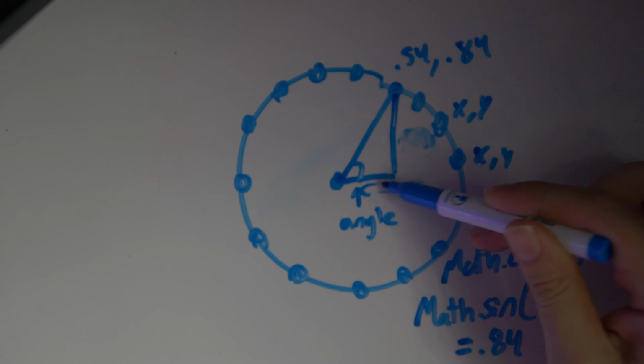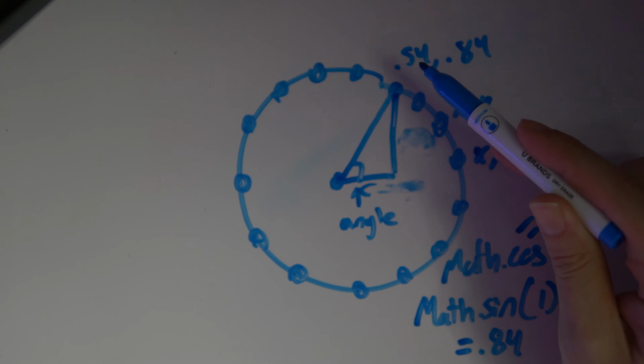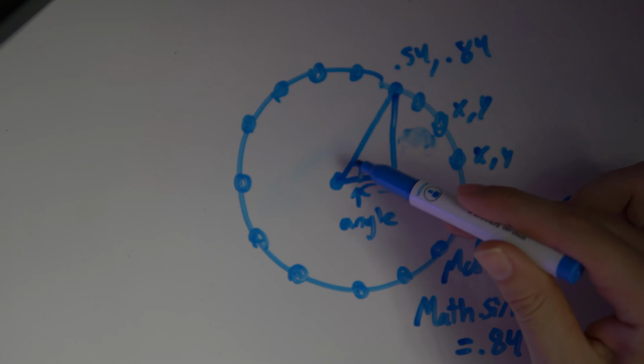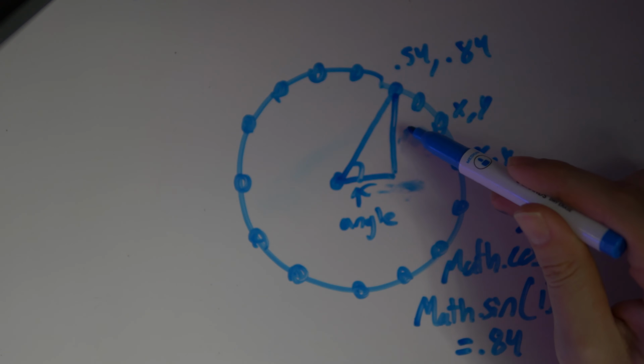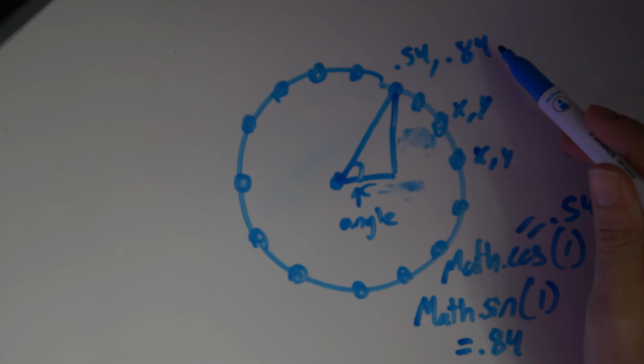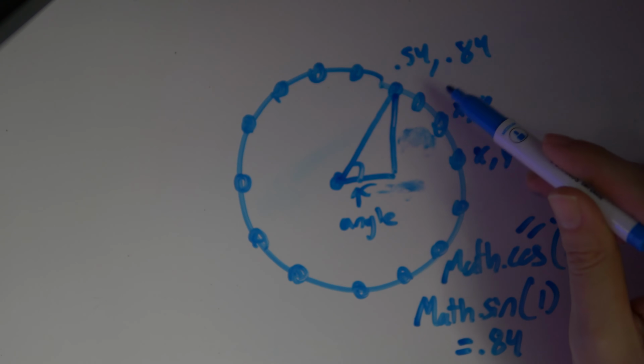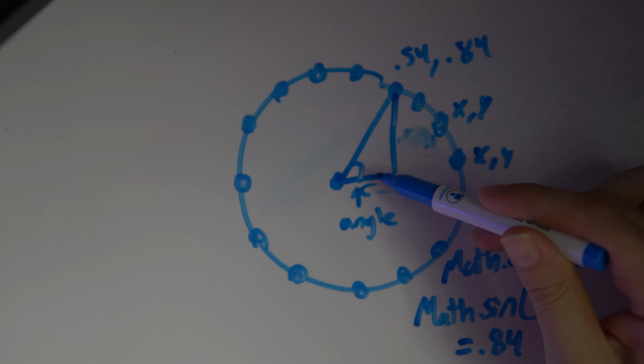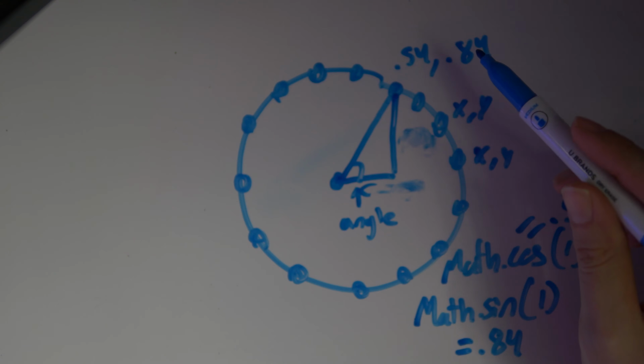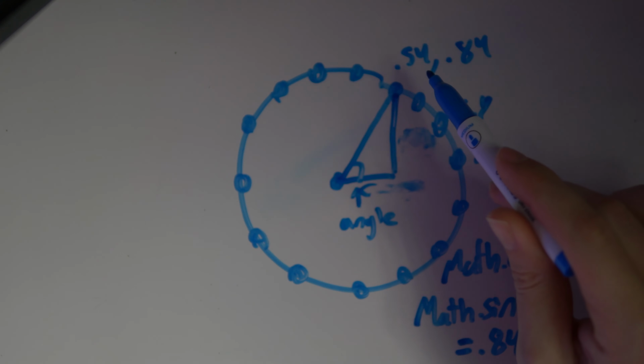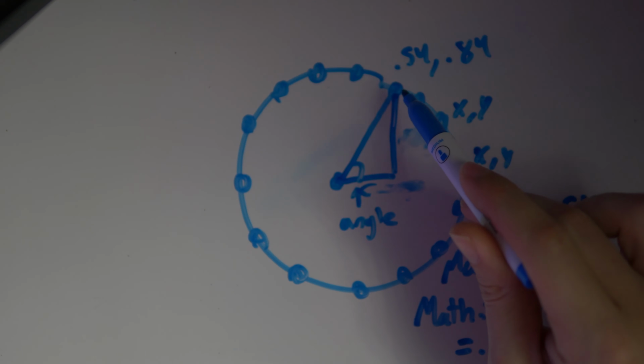How big is this right here compared to our actual hypotenuse? It is 0.54 times the size of our hypotenuse, while this side right here, our y side, is 0.84 times the size of our hypotenuse. Definitely bigger compared to our adjacent side. So as a result, we get the ratio that we need to get this location along a unit circle.